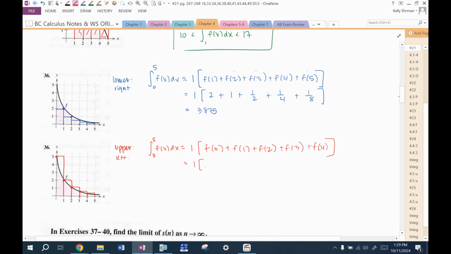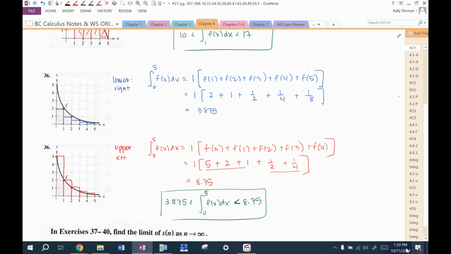And that is 5 plus 2 plus 1, plus 1/2 plus 1/4. I'm going to stick with my values. And okay, this one at 8 3/4 is going to be 8.75. So we know that the actual area falls somewhere between 3.875 and 8.75. So that is our bounded area for that.